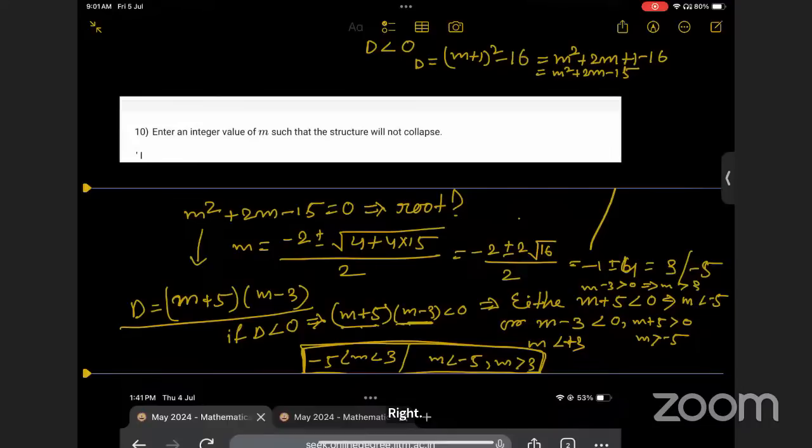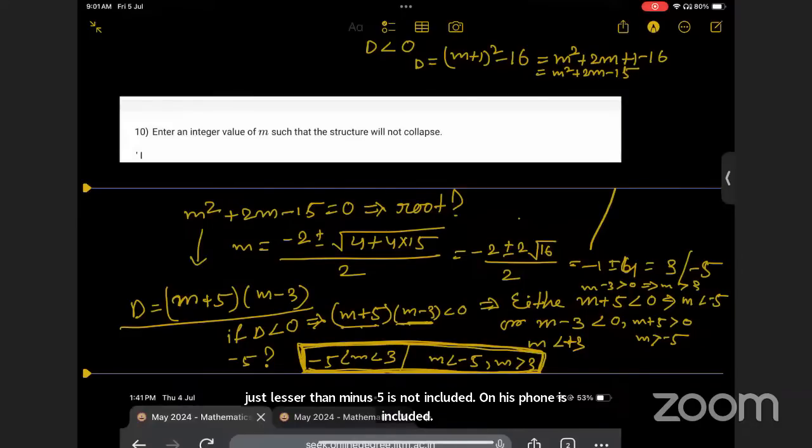Ma'am, the answer is -5, right or wrong? The answer is -5, yeah. No, ma'am, -5 is lesser than 0. No, -5 does not satisfy any of these conditions. That is lesser than -5, so -5 is not included there. -4 is included. So -5 doesn't satisfy any of these conditions, right? Yes. So if you put -5, this will collapse.